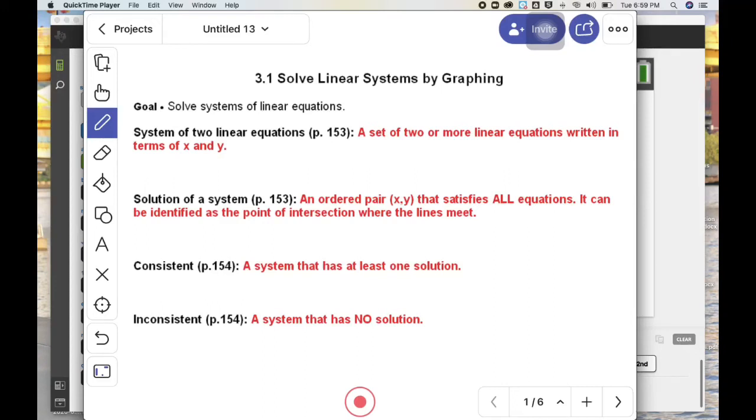Hello, folks. Welcome to section 3.1. The topic is solving linear systems by graphing. Your goal is to solve systems of linear equations. You might be asking yourself, well, what's a system?